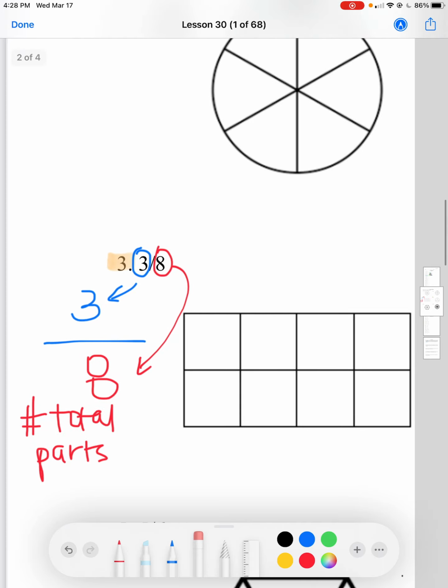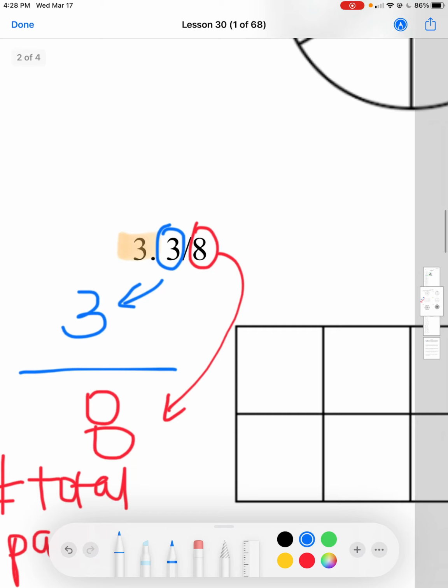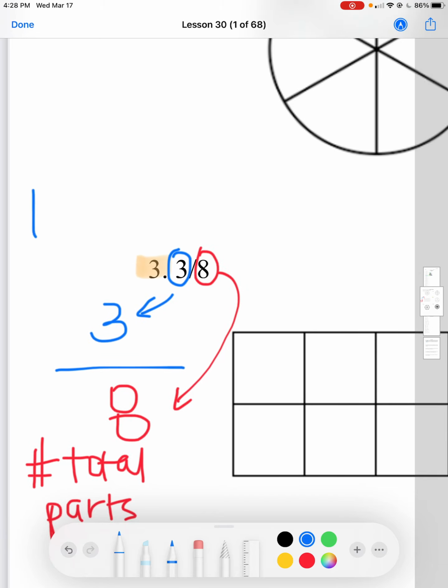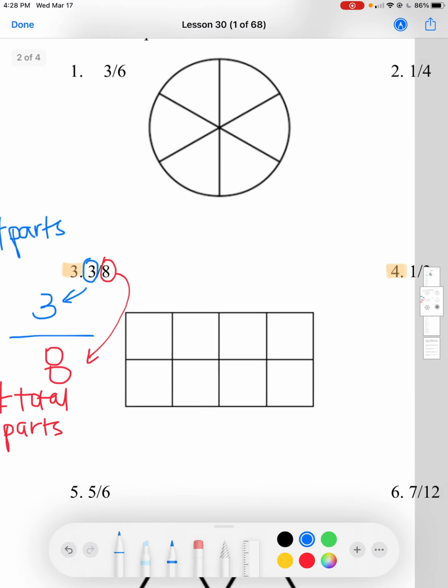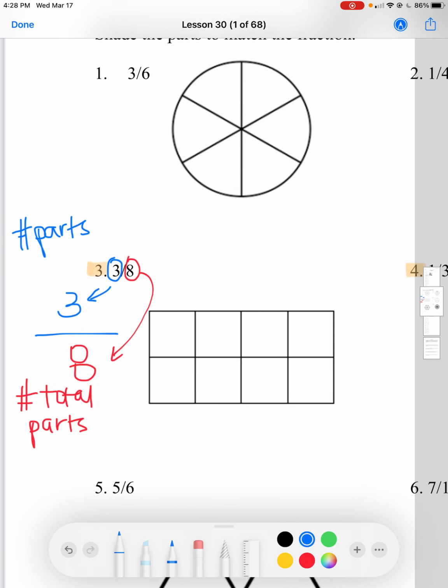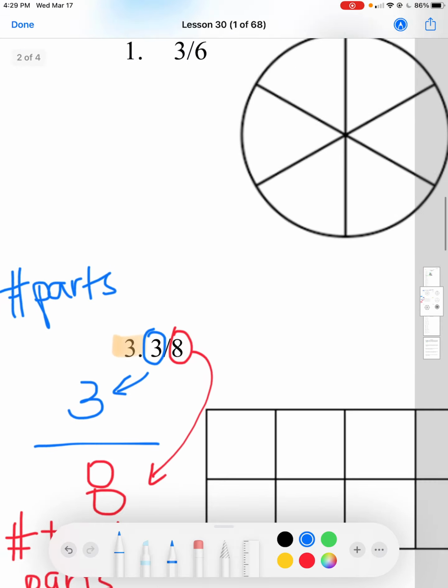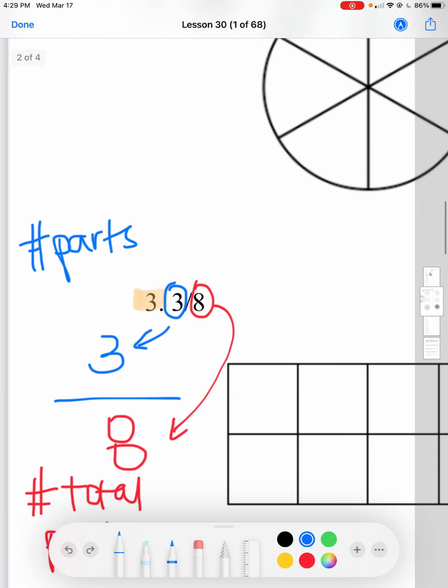Now let's look at the top part. In the blue, we have a 3. This is the number of parts that we're focusing on. So it could be talking about like pizza slices, like how many pizza slices were eaten or how many parts were shaded. But because we're talking about shading here, this 3 is talking about the number of parts that will be shaded.